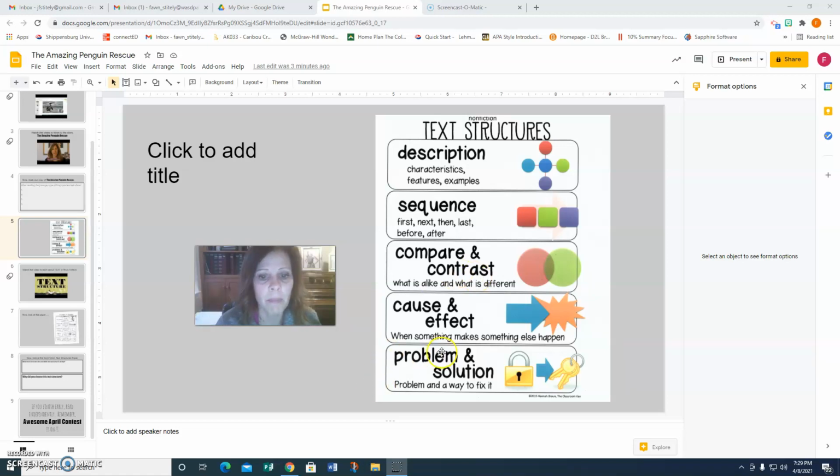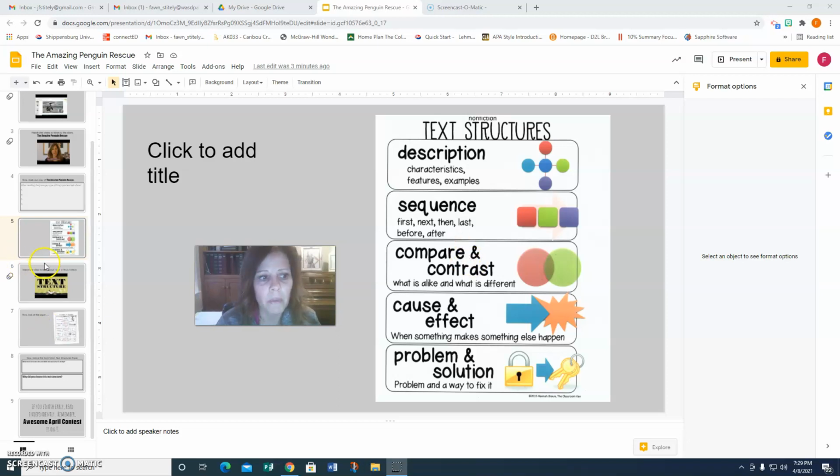Some passages have a problem that needs to be solved. We would call that problem and solution. Or maybe the passage is simply to give you characteristics or examples or describe something. That would be your description. Of course, compare and contrast is when you're looking at things that are the same and things that are different.